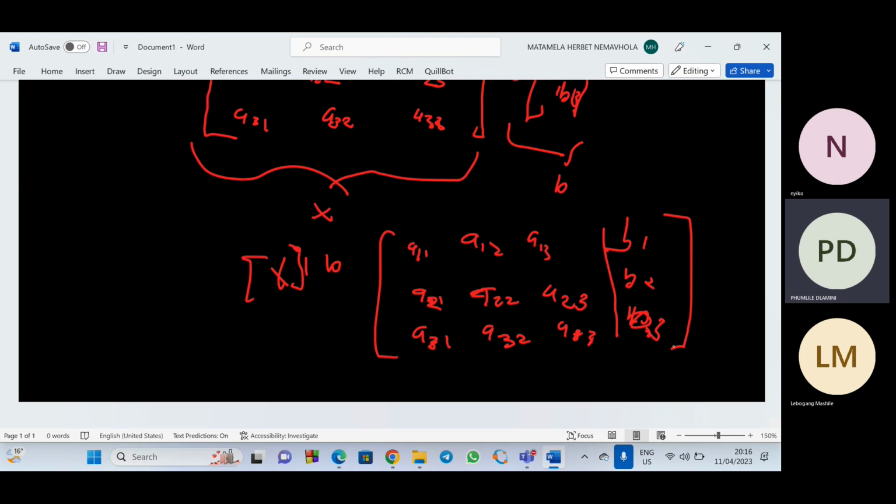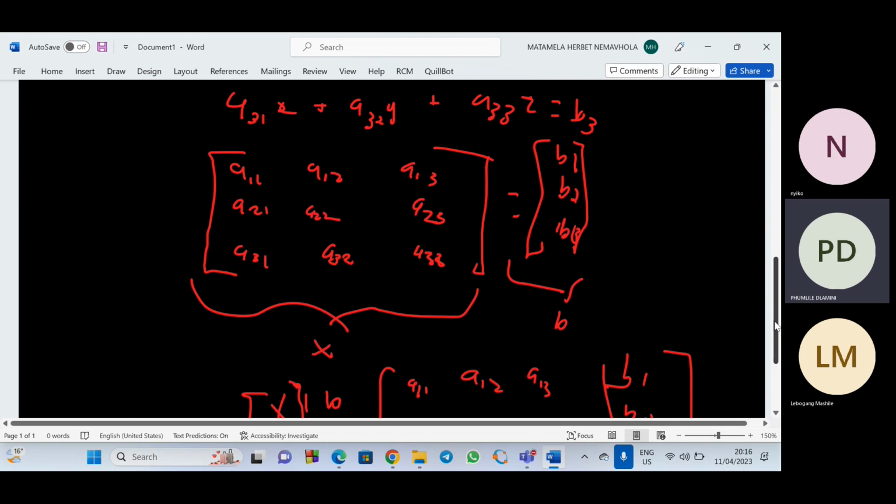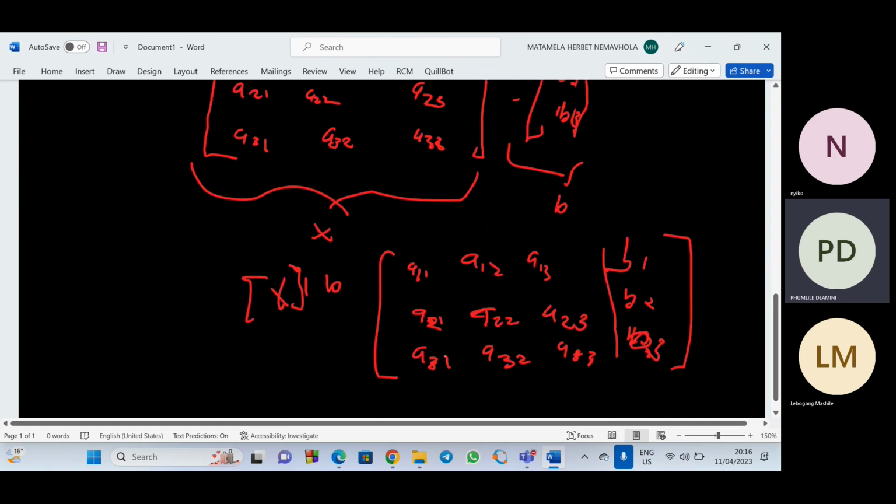Now when we have this, we are going to need to solve this kind of matrix. It can be 2 by 2, 2 by 3, or 3 by 3 matrix, or even 4 by 4. Now we're going to start with the addition of matrices and the subtraction of matrices.